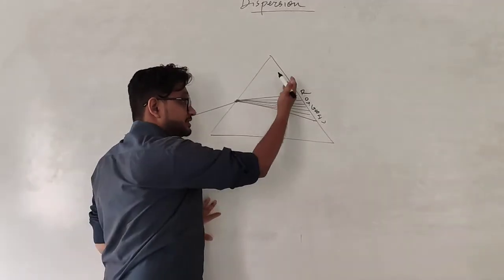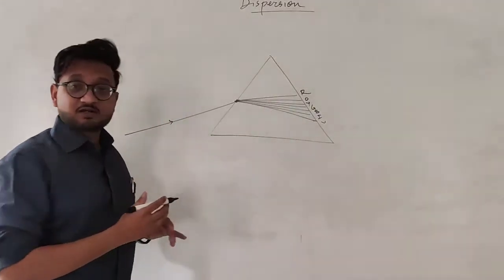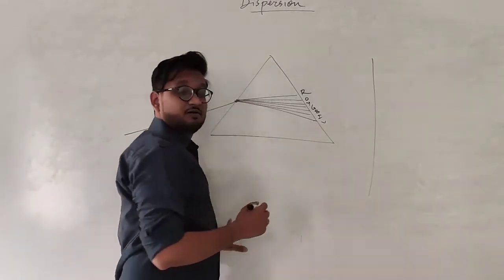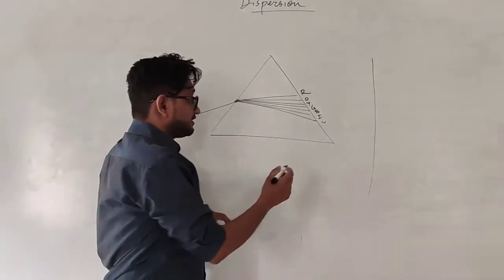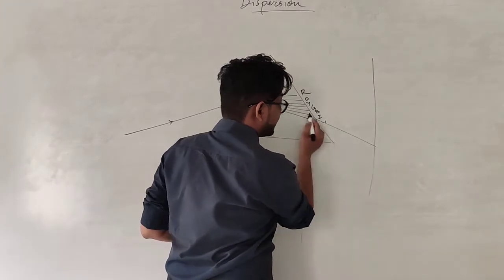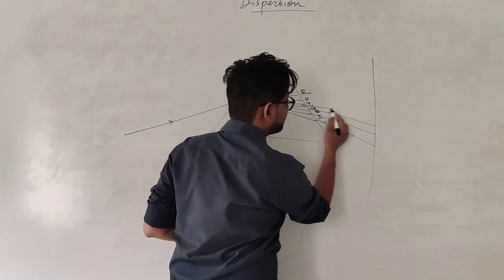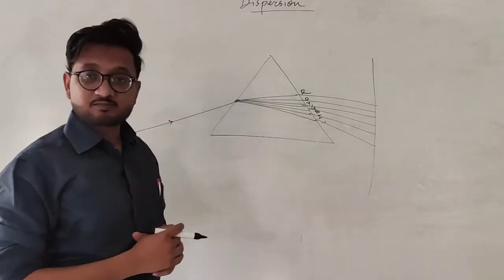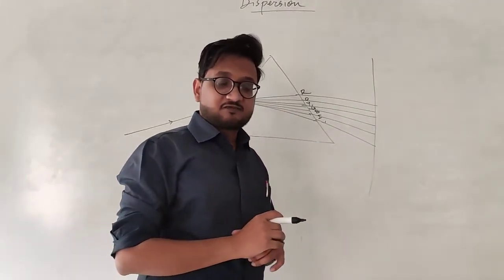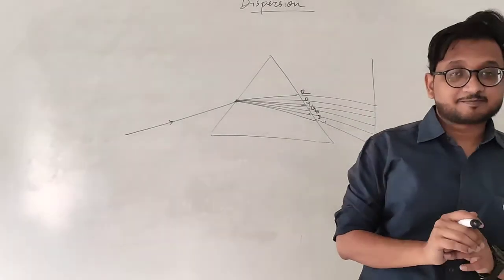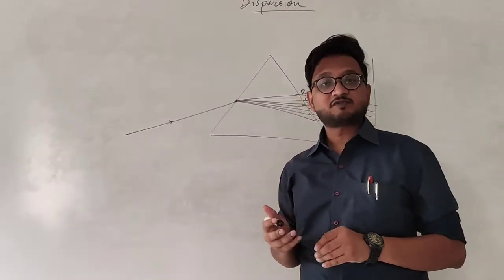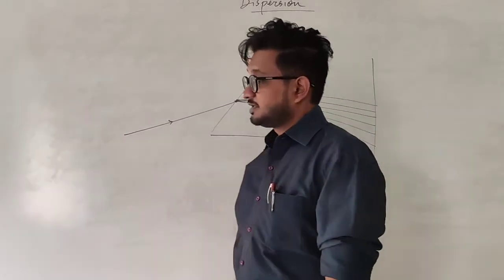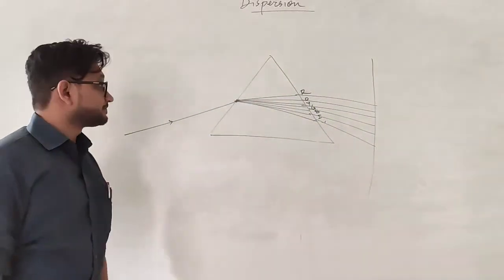Now you can see all the different colors, and when you place a screen over here on the other side of the prism, when it reflects back like this, you will see that all the different colors are getting split up. This is the phenomenon of dispersion of light, similar to what we studied in class 8. Very easy. I hope it is clear to you, students.